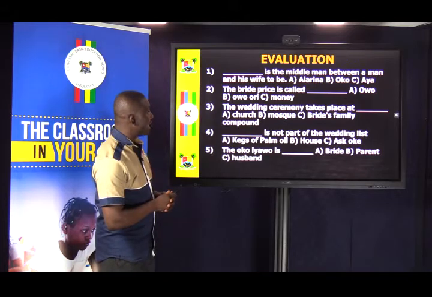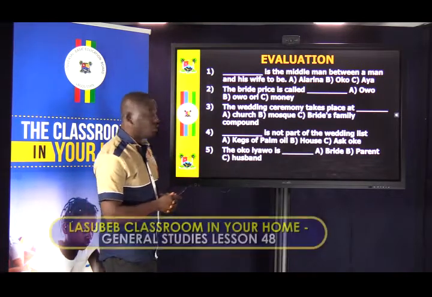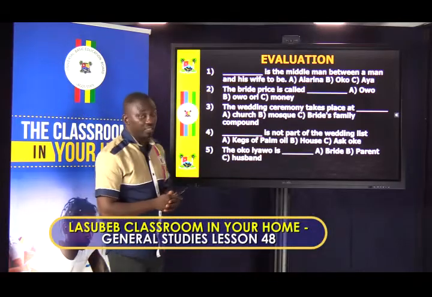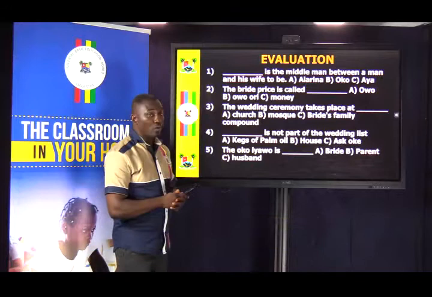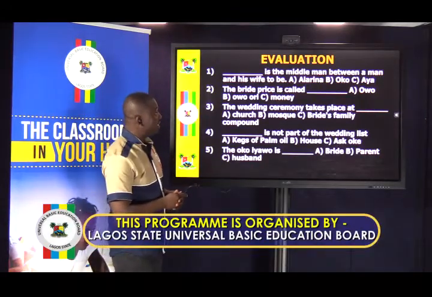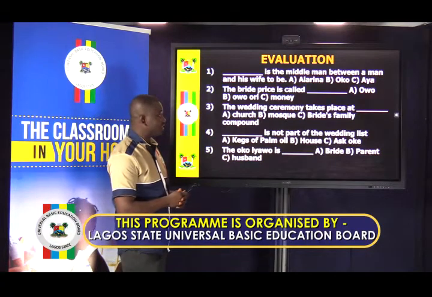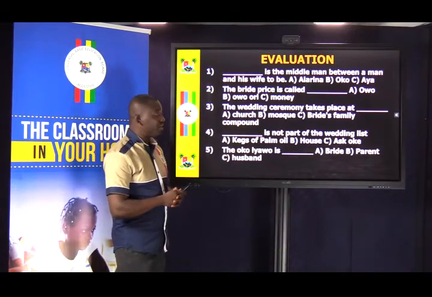Number 2, the bride price is called Dash. Is it called Owo? Is it Owo Ori or money? Put down the correct answer. The bride price, is it Owo Ori or money? Number 3, the wedding ceremony takes place at Dash. Is it at the church, the mosque, or at the bride's family compound?